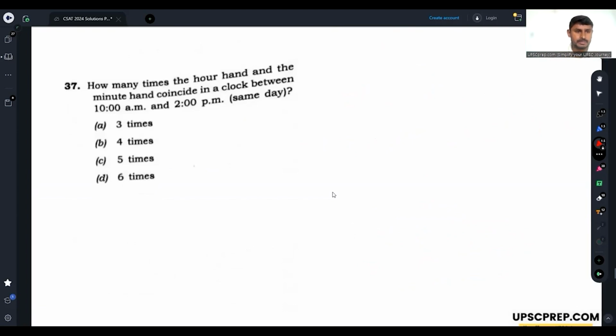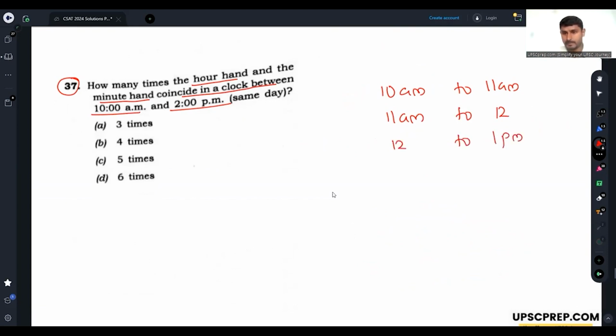See, the 37th one. How many times do the hour hand and the minute hand coincide in a clock between 10 a.m. and 2 p.m.? So we have to start the timing from 10 a.m. What will be the timings? 10 a.m. to 11 a.m., this is one slot. Again 11 a.m. to 12 noon. Then 12 to 1 p.m. Then 1 p.m. to 2 p.m. So these are the 4 hourly slots we have.